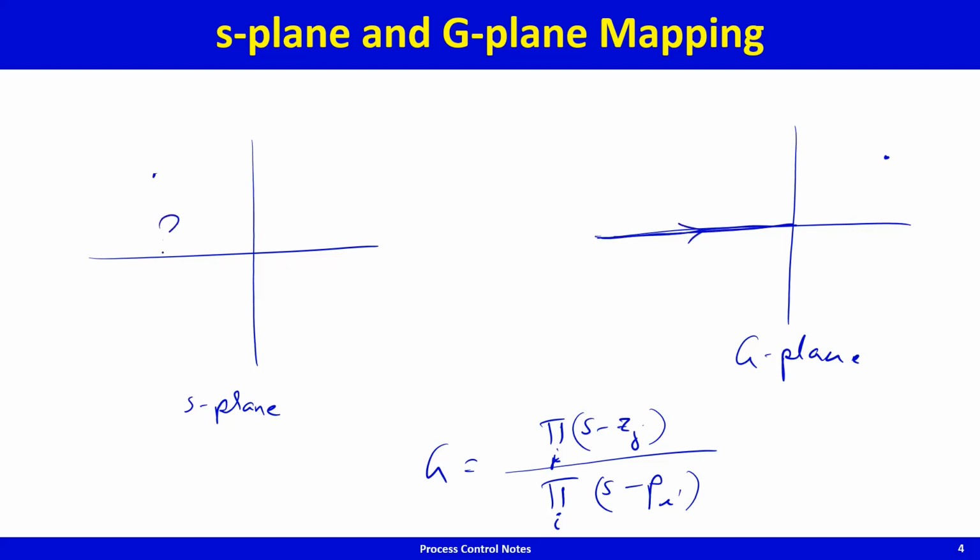But what are those special values of S for which G lies on the negative real axis? In general, if you use a value of S, G would be a complex number. If S moves along some path in the S plane, G will move along some path in the G plane. We are looking for those special paths on the S plane for which G moves along the negative real axis.